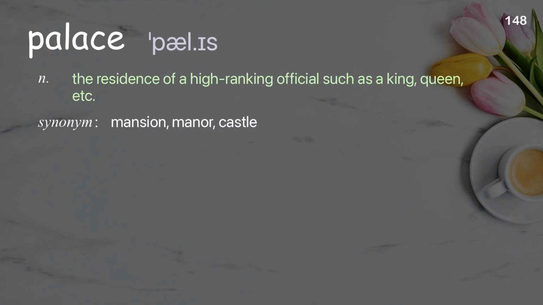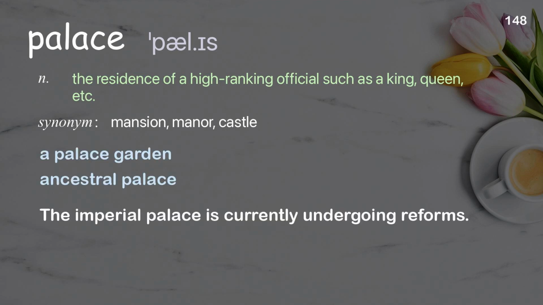Palace. The residence of a high-ranking official, such as a king, queen, etc. Examples: a palace garden, ancestral palace. The imperial palace is currently undergoing reforms.